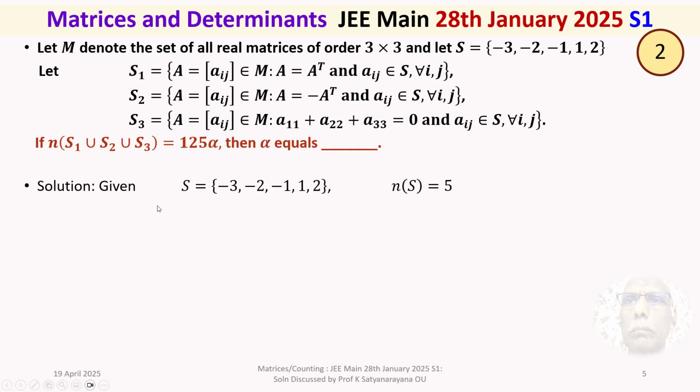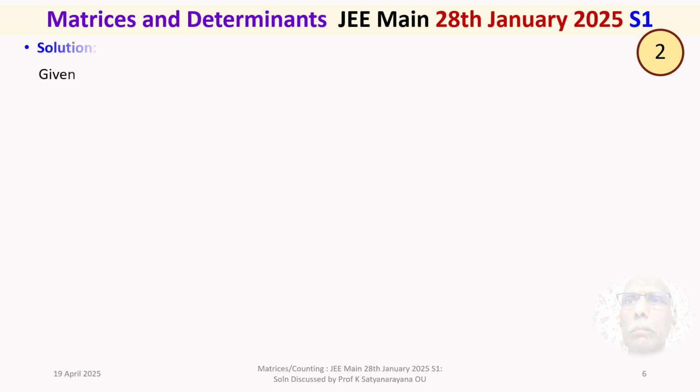Let's now discuss the solution of the problem in detail. We are given S is equal to the set consisting of these 5 elements, -3, -2, -1, 1 and 2. Right? And how many elements are there? 5 elements. n of S is equal to 5. We are given M is the set of all 3 by 3 matrices whose entries Aij are coming from S for all i, j.